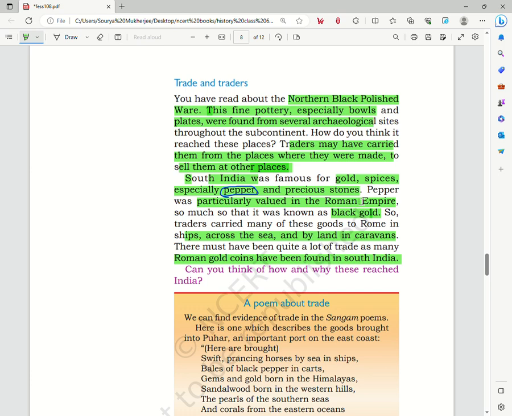There is a saying that one famous Roman statesman or philosopher told that trade with India would bankrupt Rome, because all the gold and silver was being traded with India, and all the gold and silver was going away from Rome towards India. You can look this up on the internet. Basically it indicates that the volume of trade between India and the Roman Empire was quite large.